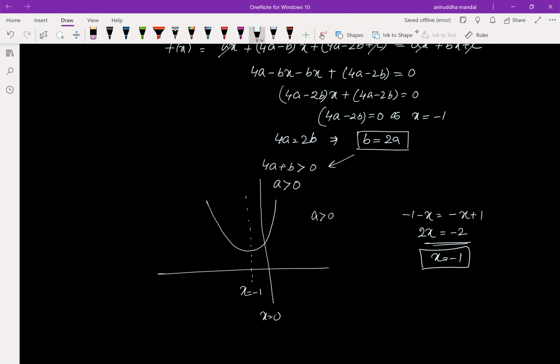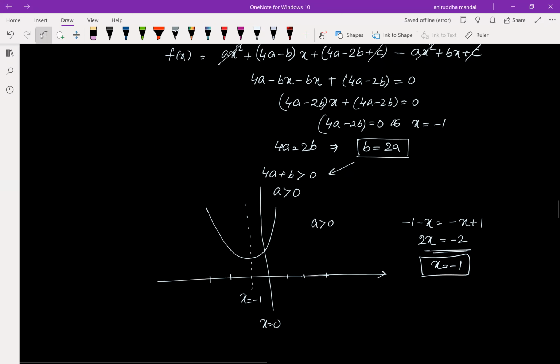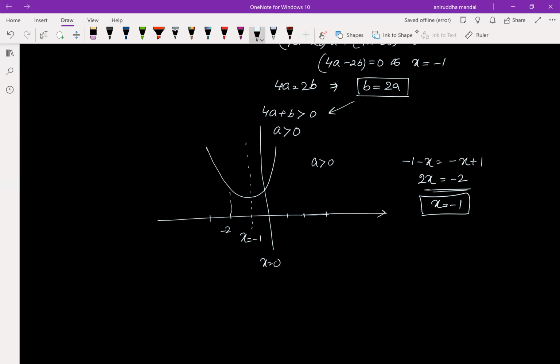This is 1, this is 2, this is 3, this is minus 1, minus 2, minus 3. So we have to check for minus 2, 3 and minus 3. So minus 2 is here. Minus 3 and 3 are okay. So this is minus 3 and this is 3.